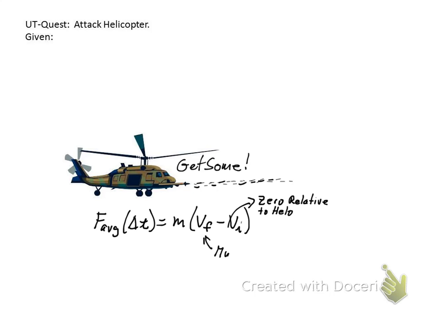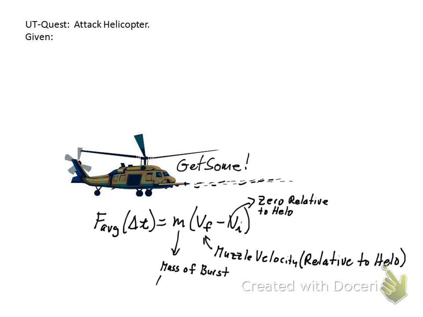Final velocity is the velocity at which the bullets actually leave the muzzle, leave the helicopter. Again, I'm going to put that relative to the helo, so it makes the delta velocity of the bullets easy. Now the mass of the bullets. There are a couple of ways to solve this, but I think the easiest is to take the total number of bullets, which is given in the problem, and multiply by the mass of each bullet. Make sure that you convert that into kilograms.